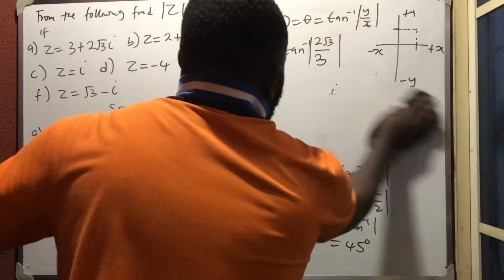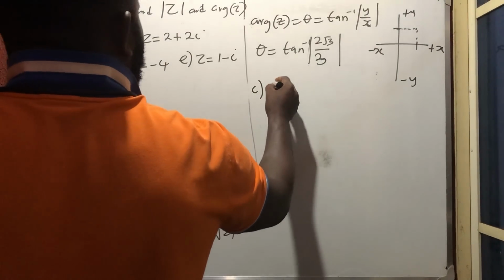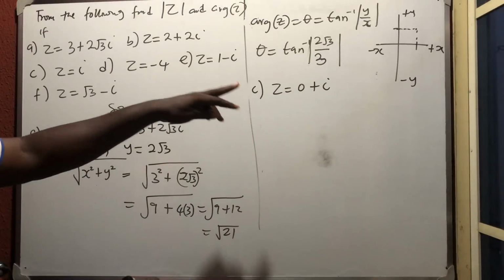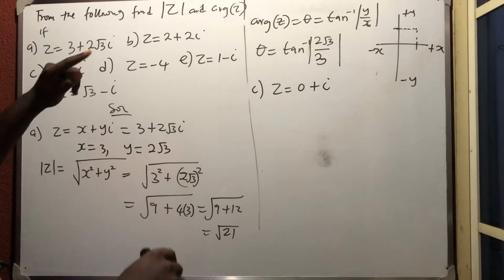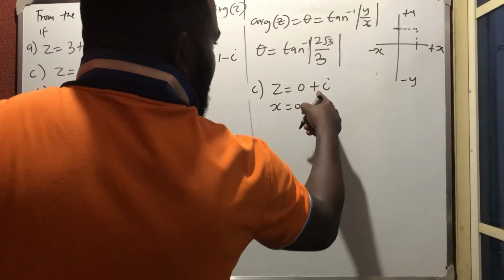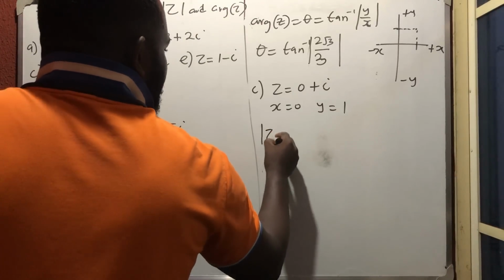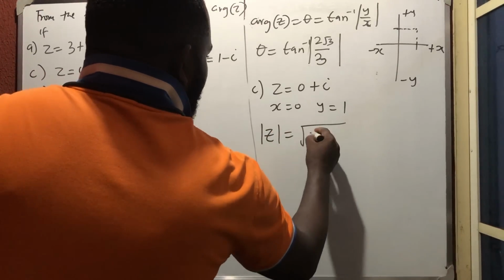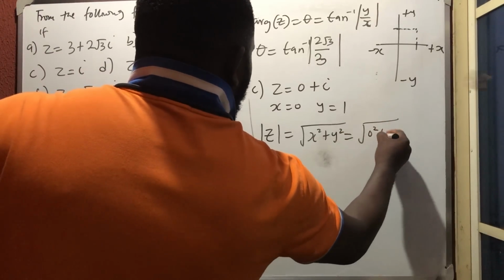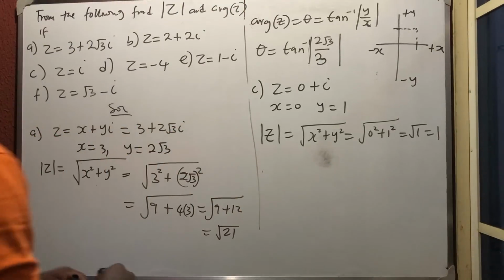So let me go to the next one, C. The next one, C said that z is equal to 0 plus i. Let me have the x and my y, that's why I added 0 plus i. Which means that my x is 0, while my y is not 0, but the coefficient here, and the coefficient here is 1. So my modulus is simply the square root of x squared plus y squared, which is the square root of 0 squared plus 1 squared, the square root of 1, which is 1. So we have gotten my modulus.